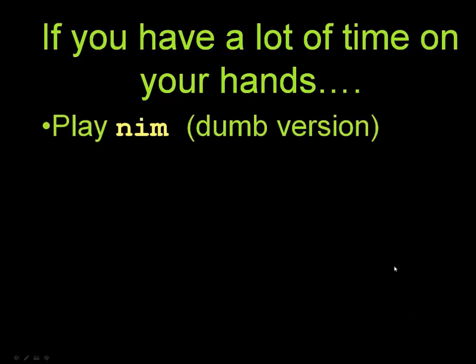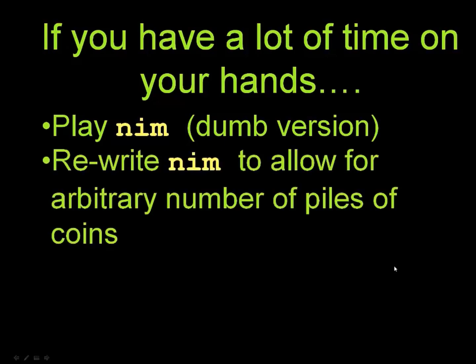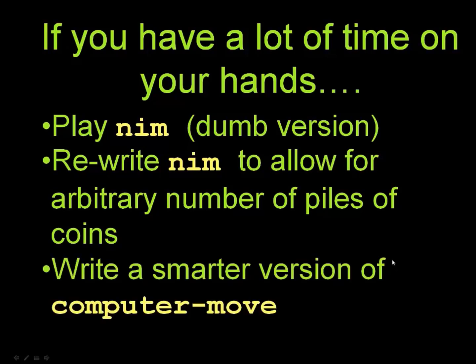That's about all for today. It's a long lecture, and if you're very bored, you can play Nim, the dumb version. Then you can rewrite Nim to allow an arbitrary number of piles of coins. Right now you have 2 piles; you can play with 5 piles, 25 piles. And if you think it's too simple, you can try to write a better version of Computer Move that will do the right thing. That's it for the week.